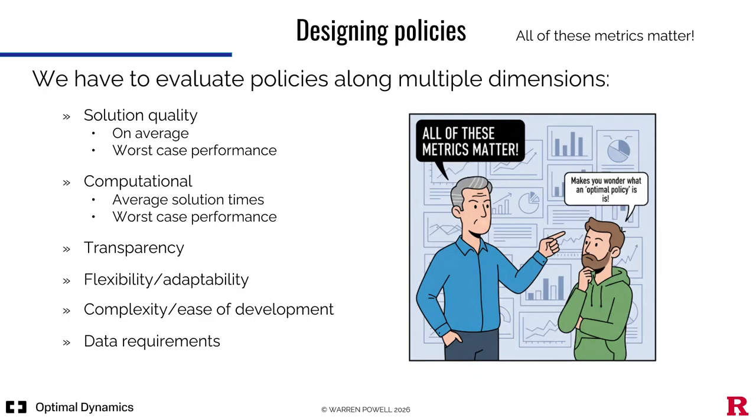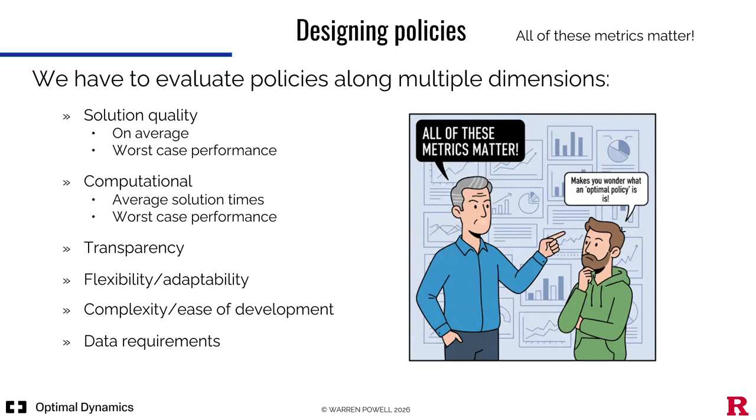Well, I'm up to about 6 different dimensions. Of course, we want to know how well it works on average, but then we want to know the worst case because they don't always work equally well all the time. Computational, how long does it actually take to compute? Because some of these policies are slow, but how well it works on average, fine, but sometimes there's a long tail. Transparency, do I understand how it made the decision? Because that has to do with the dependency on data. How flexible is it? How complex is it? How hard is it to develop? And what are the data requirements?